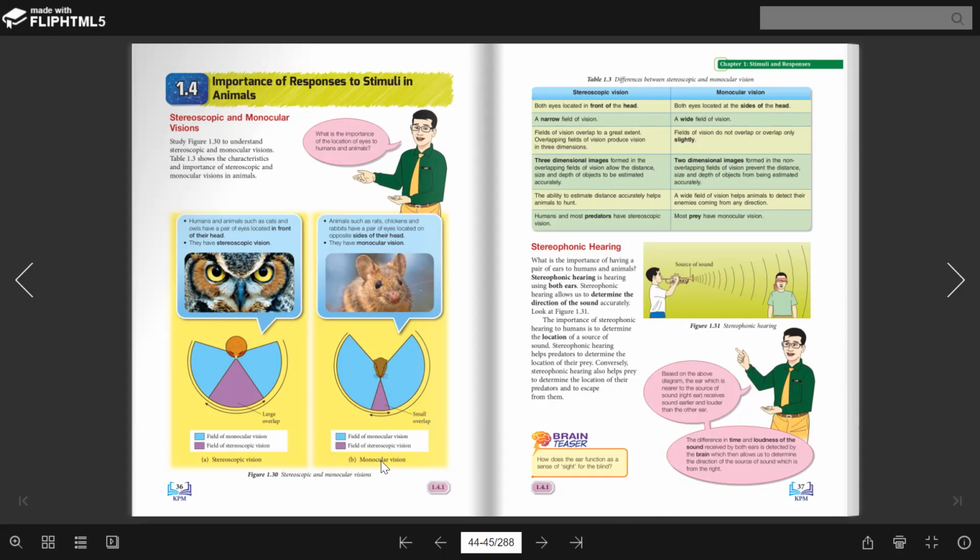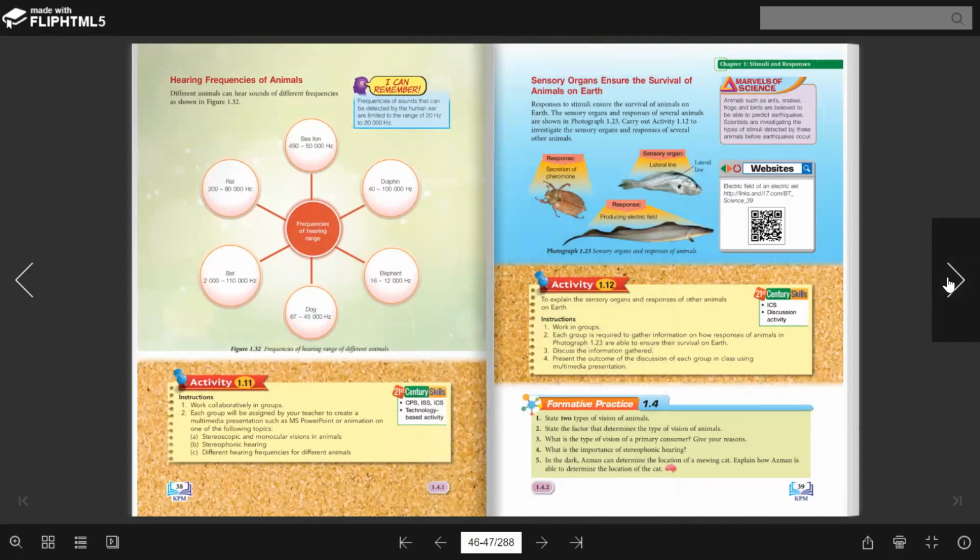Let's continue. The rest of it you can read by yourself. If you have any question, you can PM me. This is the hearing frequency of the animal. Different animals have different kinds of frequency. This is very straightforward information, so I think you can read it by yourself.